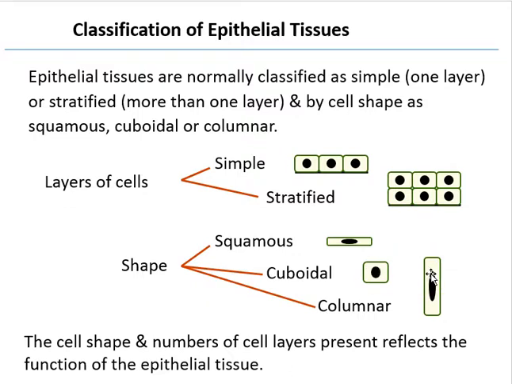we call them columnar. An important concept to remember is that the appearance of the cells in the tissue and the number of layers present in the tissue can often give an idea of the specific function of that tissue.